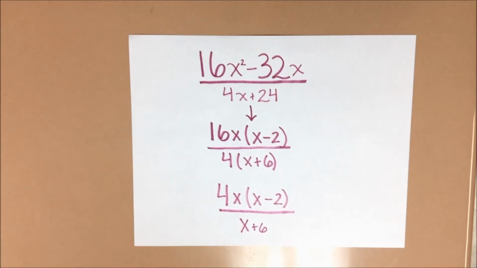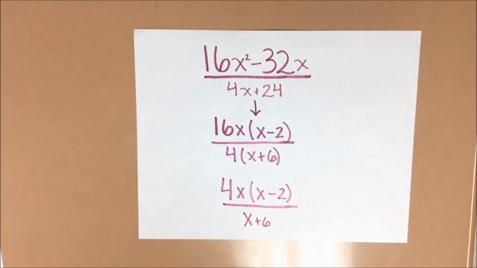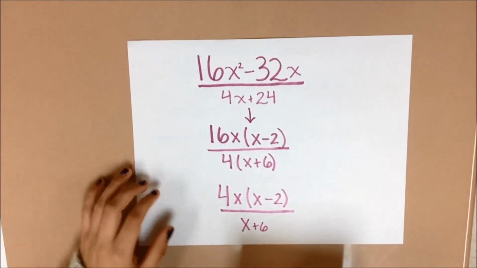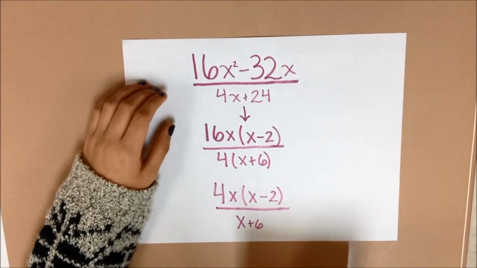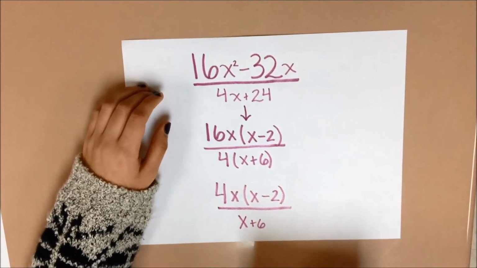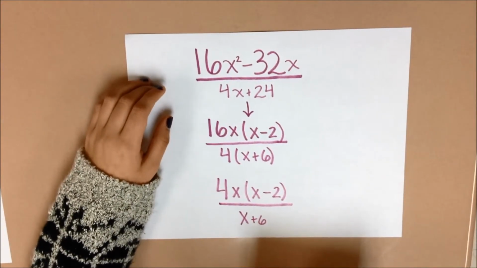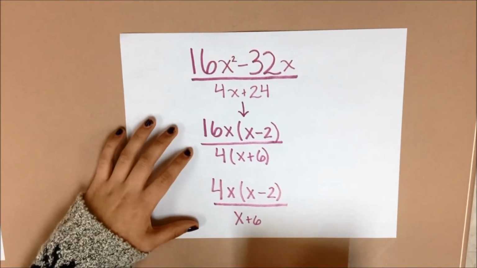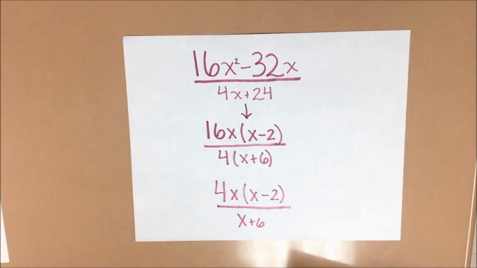To simplify radical expressions, you must put everything in its factored form. So in this case, 16x squared minus 32 becomes 16x parentheses x minus 2. And 4x plus 24 becomes 4 parentheses x plus 6. You then continue to simplify, so 16 over 4 would reduce to 4.